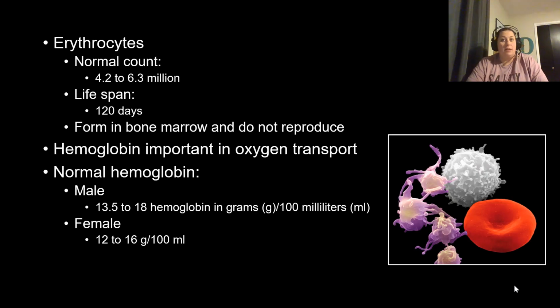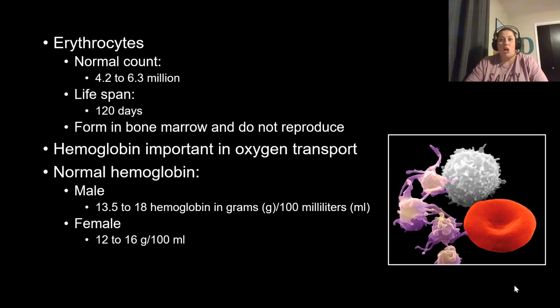All right, so let's talk a little bit about these red blood cells, these erythrocytes. Besides the fact that they help give you your blood type, we do see that there is a normal count that's normally present. Now, this can be anywhere between 4.2 to 6.3 million per microliter of blood. So you're going to have a lot of red blood cells found in your blood. The lifespan of a red blood cell is about 120 days, so they live about 4 months. These red blood cells form in your bone marrow.